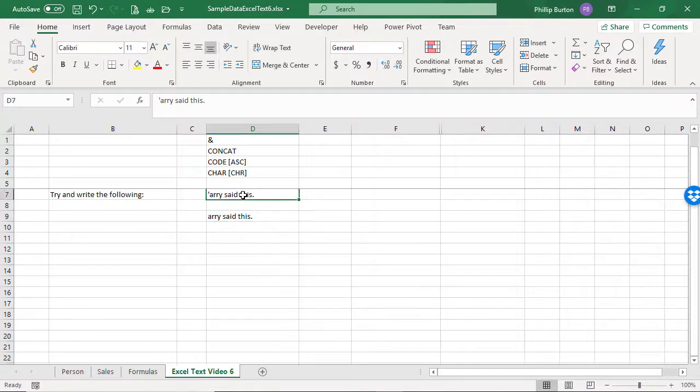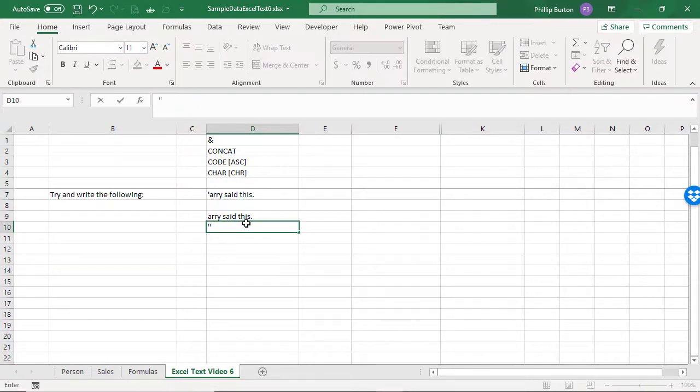Well, there are two ways. The first way is to put in two single apostrophes. So this is not the same as a speech mark. It is an apostrophe followed by a second apostrophe. So ''Arry said this. So internally there are two apostrophes, but there is visible only one.